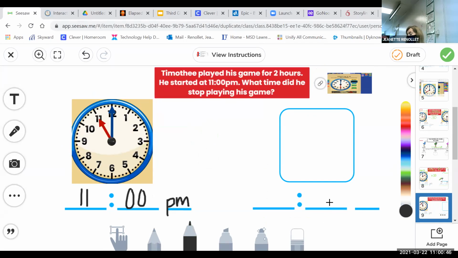Slide number 9 was a different situation. We have a boy named Timothy. He is being so naughty. He is playing his game at 11:00 p.m. I bet no one in here has ever done that. He started at 11:00 p.m. If he played for 2 hours, which is what our text tells us, 2 hours later is 1:00.